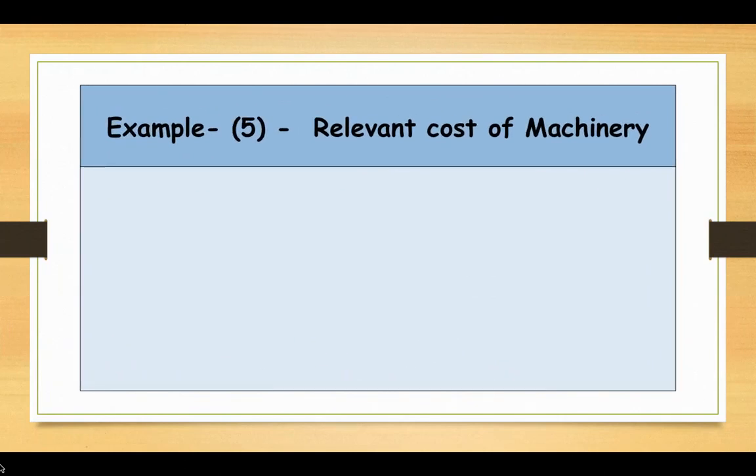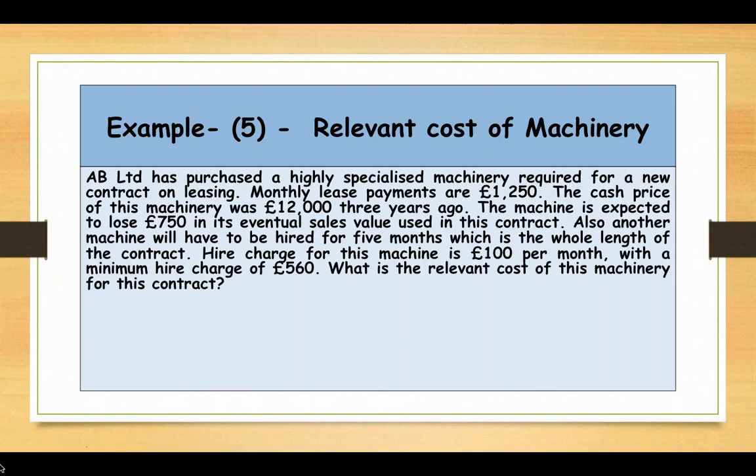This is our final example on relevant cost of machinery. Because as I have mentioned before, the more you practice, the better it is. AB Limited has purchased a highly specialized machinery required for a new contract on leasing. Monthly lease payments are 1,250.